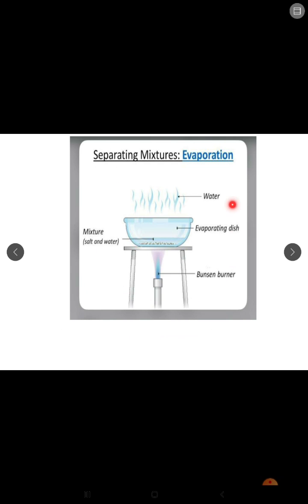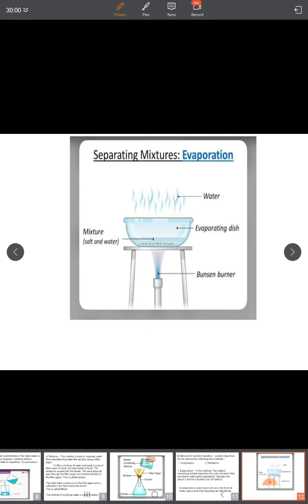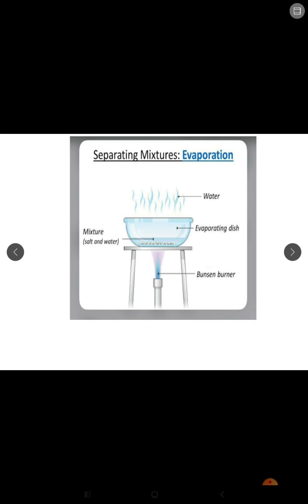In this picture you can see evaporation. Water is boiled. So what happens? Water changes into water vapor and it mixes into the air and the remaining impurities are left at the bottom of the container or evaporating disk. So this process is known as evaporation.